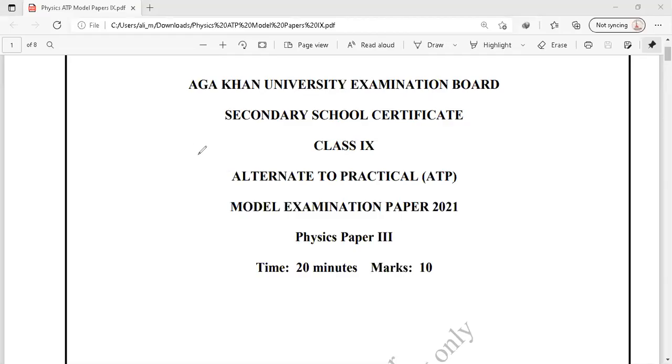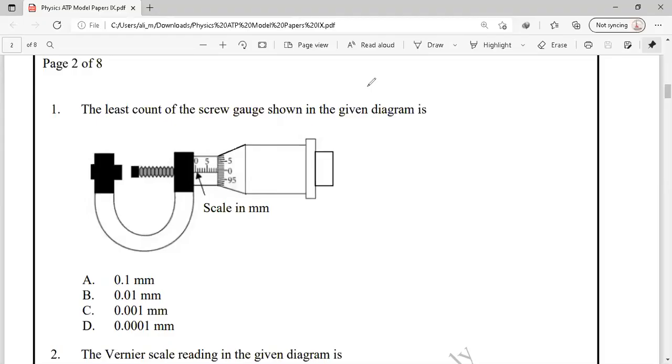आज इस वीडियो में हम खान यूनिवर्सिटी एग्जामिनेशन बोर्ड क्लास 9th alternate to practical ATP मॉडल पेपर 2021 फिजिक्स पेपर 3 सॉल्व करेंगे. सो लेट्स कम टू आवर क्वेश्चन नंबर 1. So here we have our question number 1. The least count of this micrometer screw gauge is.